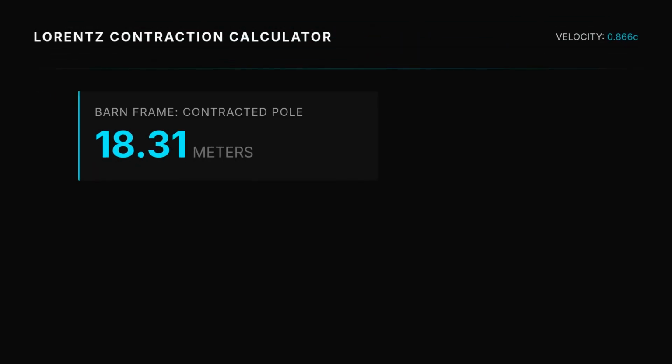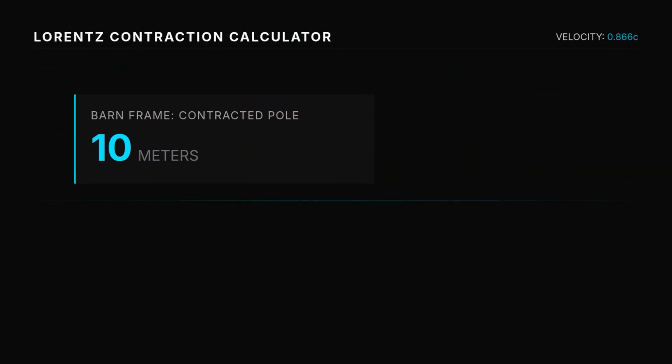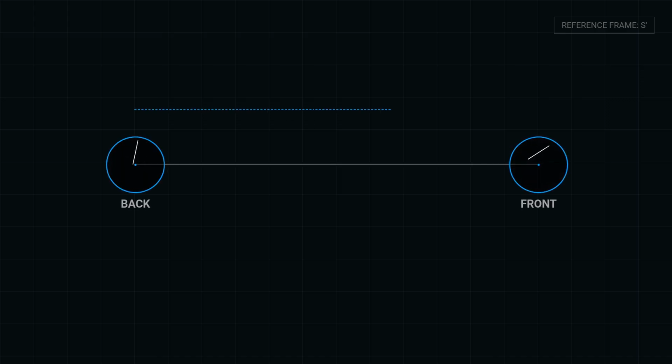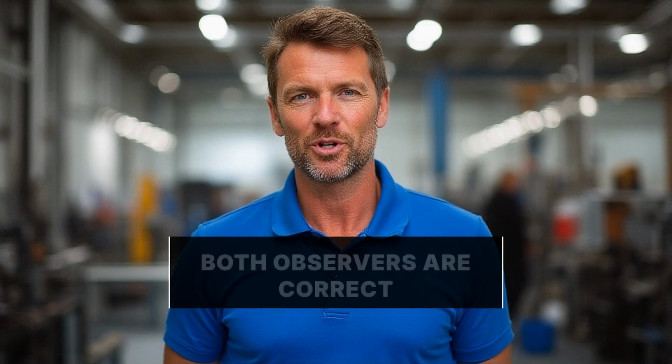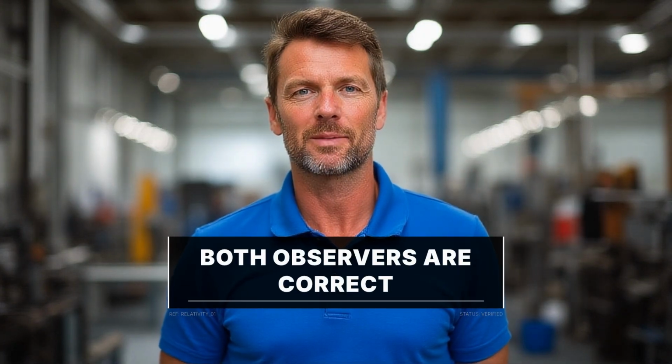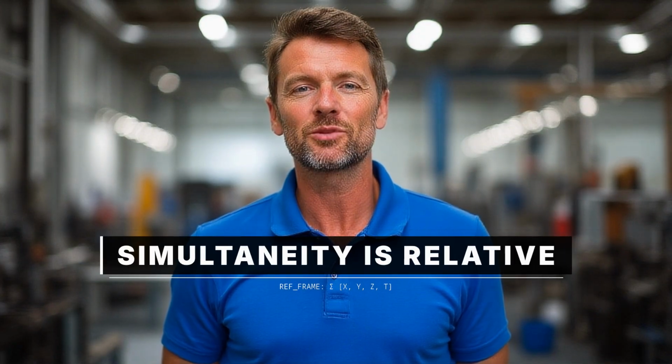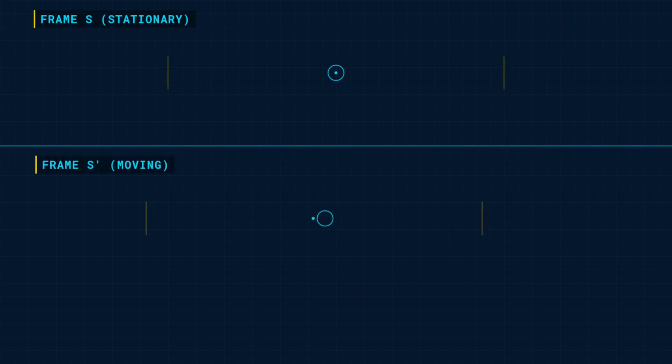The calculator will show the contracted pole length in the barn's frame, the contracted barn length in the pole's frame, and the simultaneity offset between reference frames. These outputs reveal that both observers are correct about whether the pole fits, just at different moments in their respective time frames. The key insight is that simultaneity is relative. Events that appear simultaneous in one frame happen at different times in another frame.